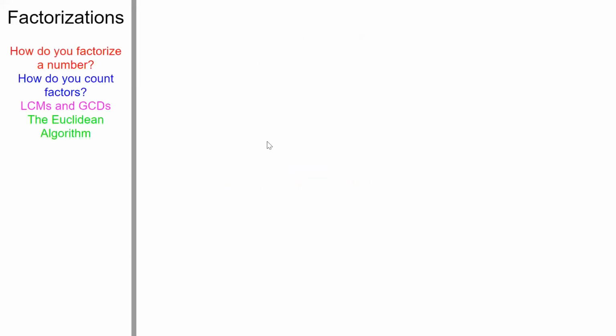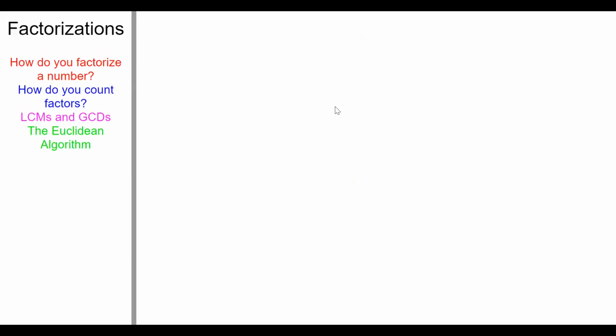Okay, so I've been talking a lot about primes and factorizations, so this is probably the best time to explain it. So how do you factorize numbers? Let's just say we have 42. How do we factor this? How can we split 42 into a product of prime numbers?